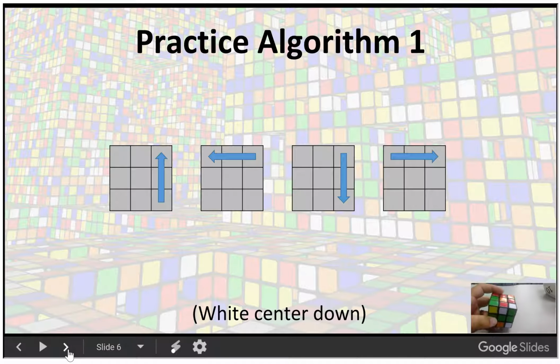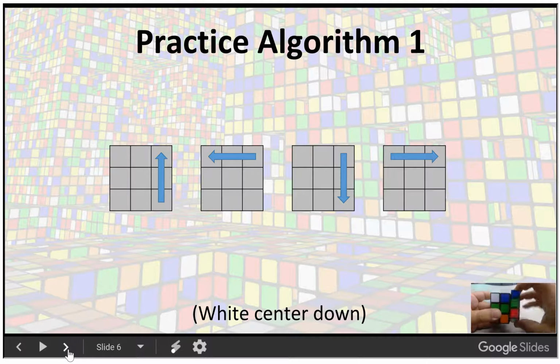So here's our first practice algorithm, and you can just practice these to get used to how to turn your cube. Here we have up, left, down, right. If I had a solved cube and I just did this algorithm over and over again, then my cube would return back to its solved state. So you can do that with a solved cube and practice that.